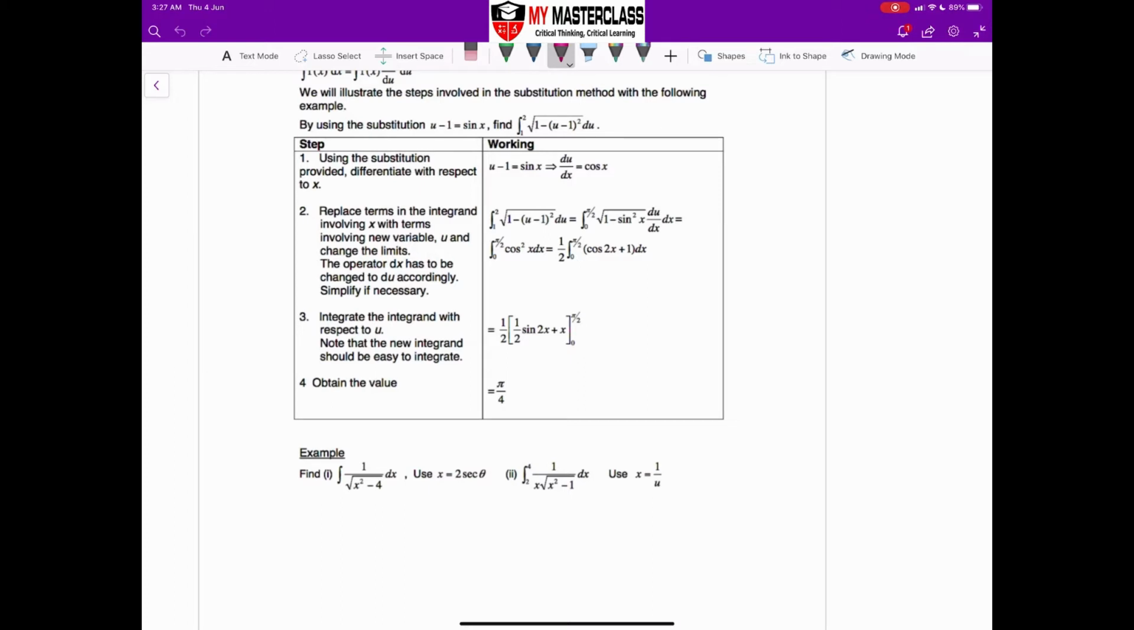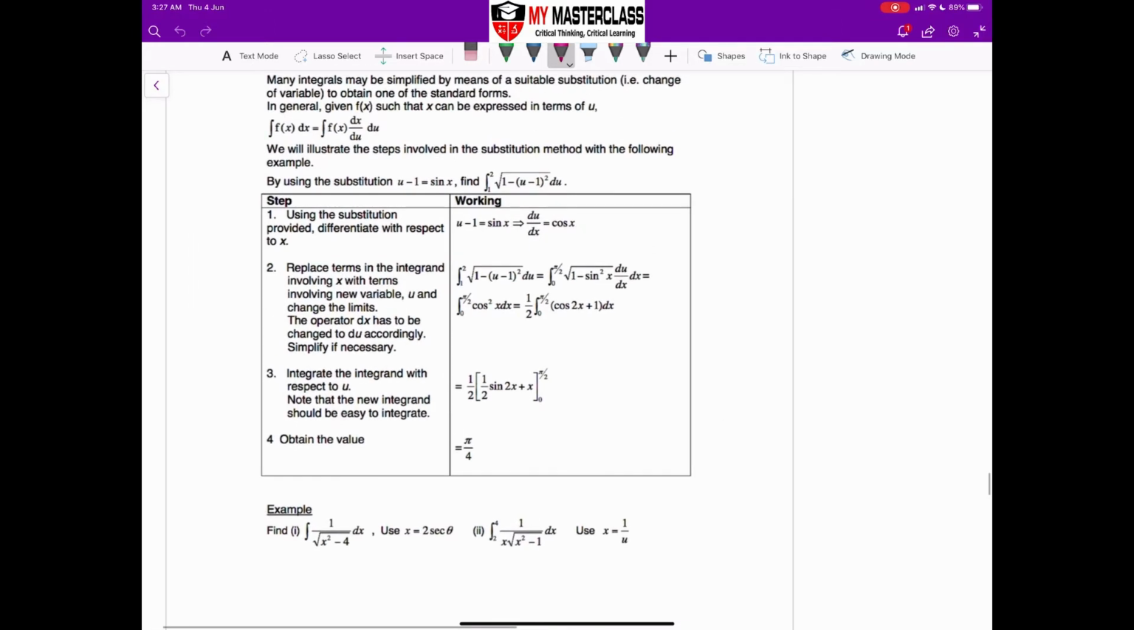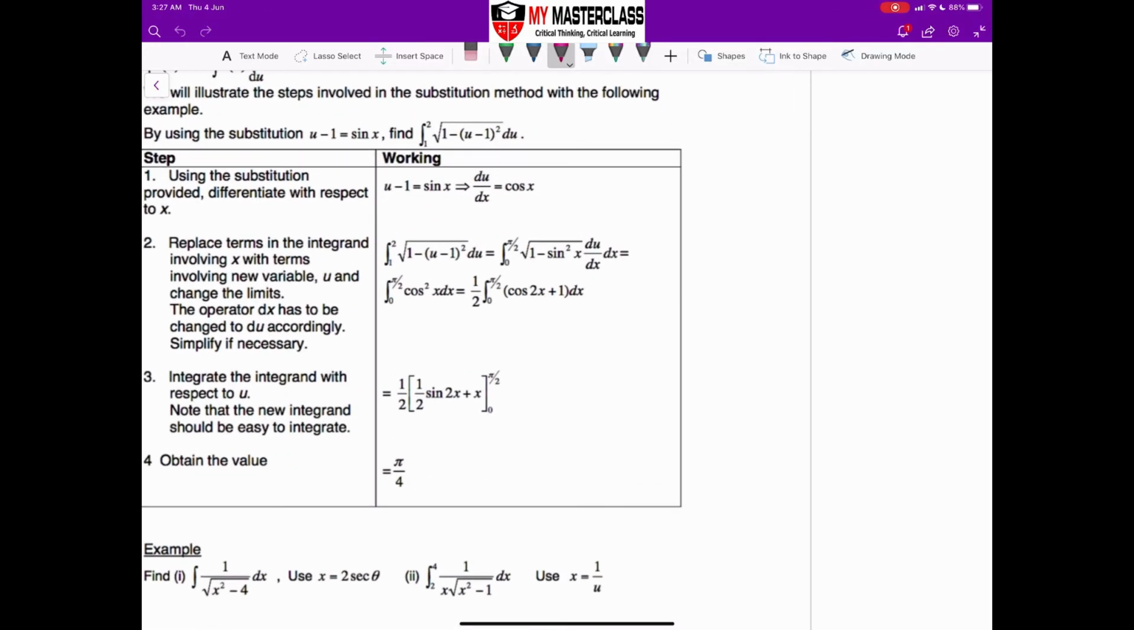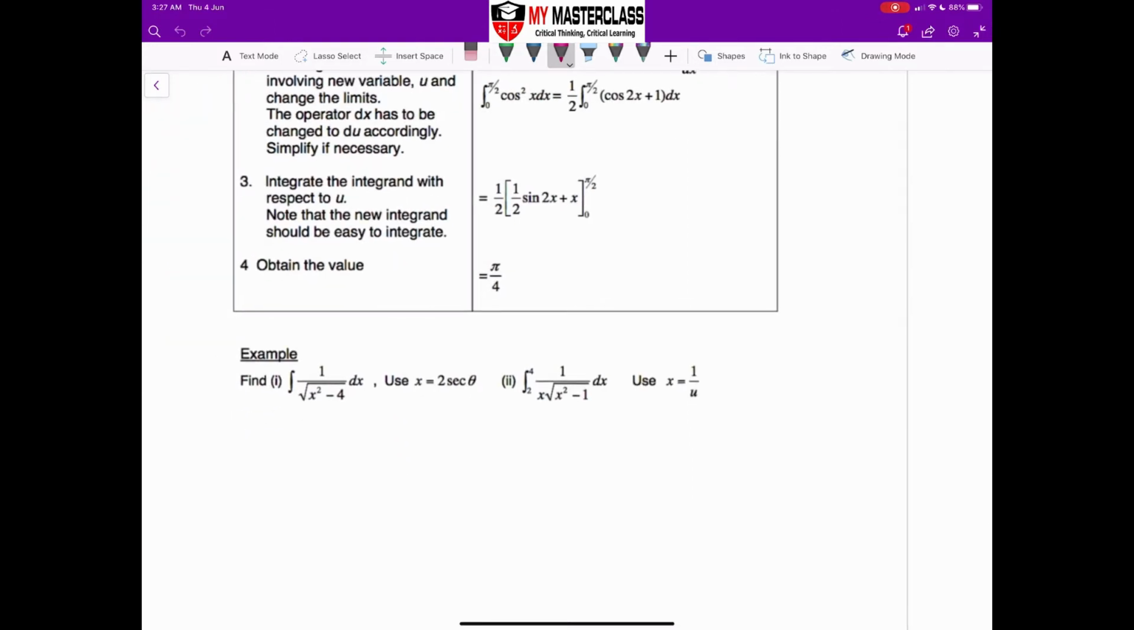The reason why we're using substitution is because we can't use any formula to solve it, so we have to make use of a substitution. I'm going to show you the example over here. I'm going to run through the example part by part with you, and after that you should be able to understand a little bit clearer. Then we're going to show you the next 4 examples as well.